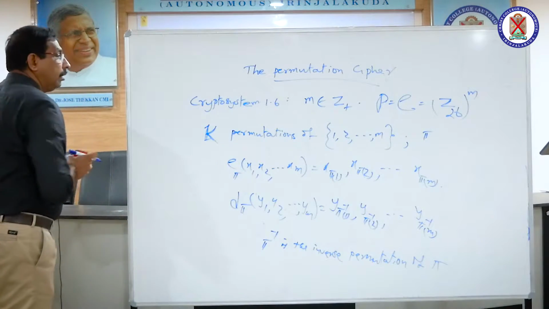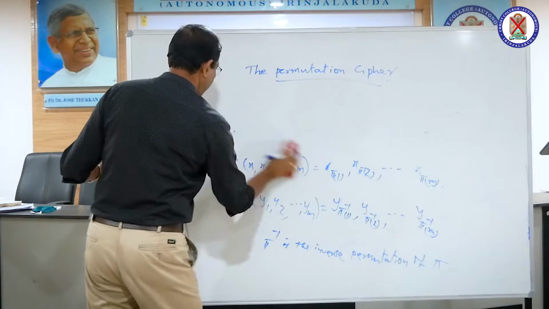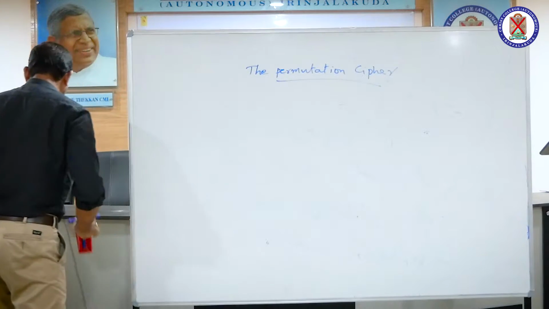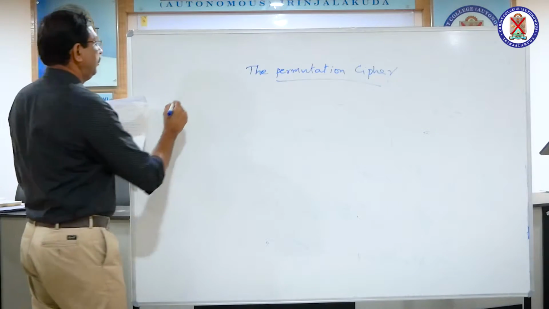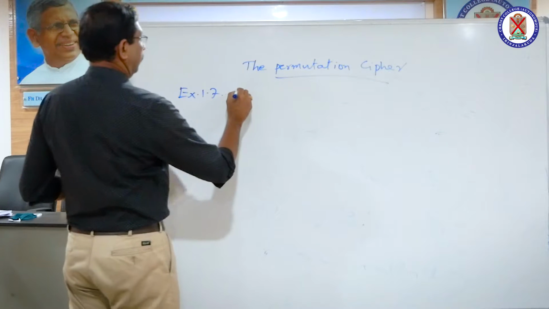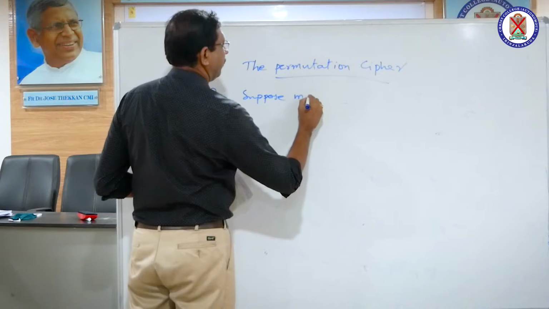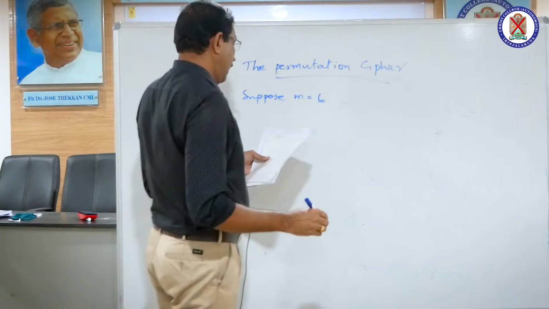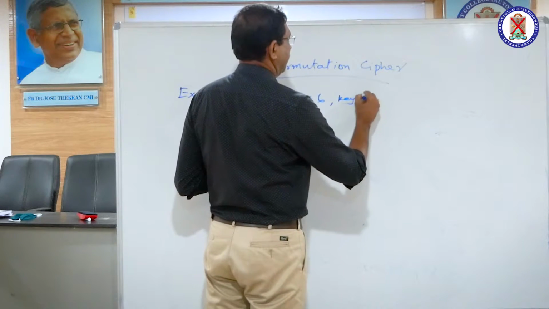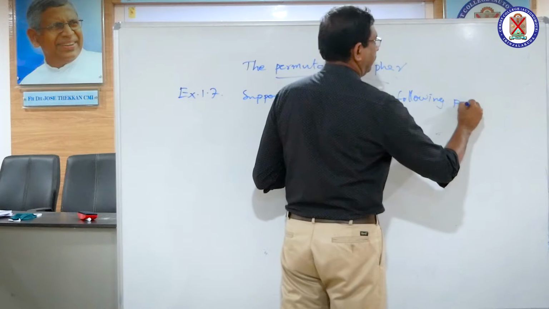As an example, permutation cipher, example 1.7. Suppose m equal to 6, and the key is the following permutation.